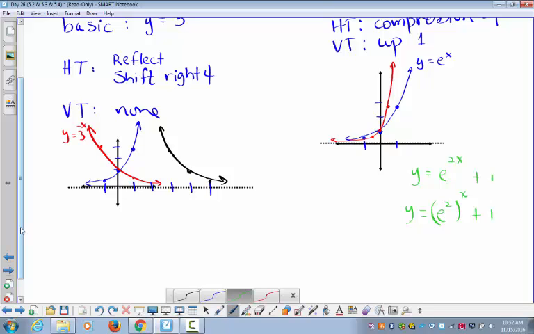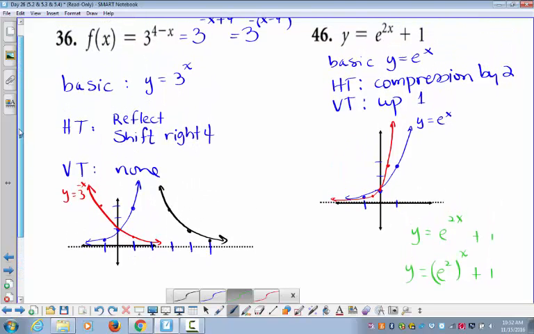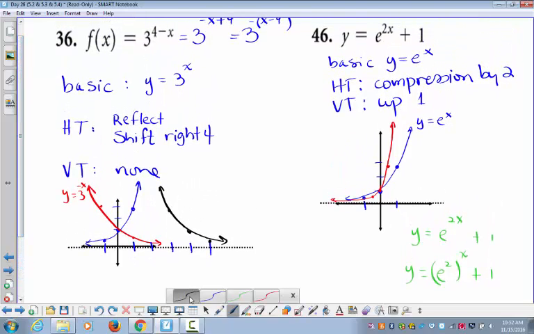And here, oh, no, we didn't finish. We still have to shift it. Do our shift. But that is a way to deal with the exponents so that you don't have a horizontal transformation, and only have to go up 1. So up 1. That means the horizontal asymptote comes up 1.